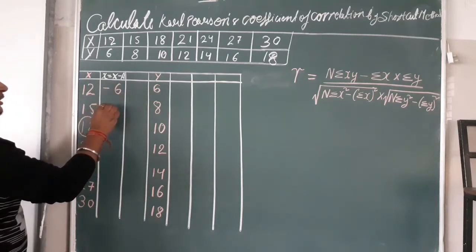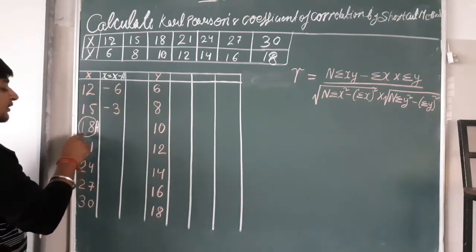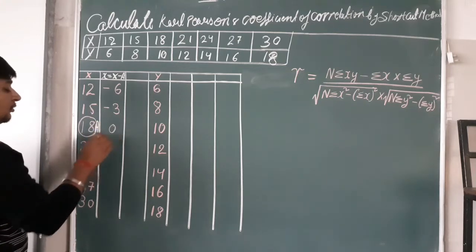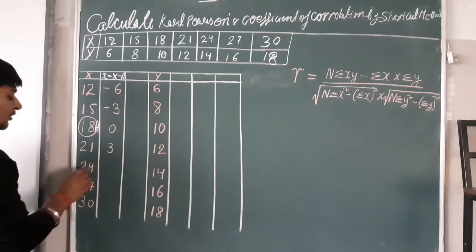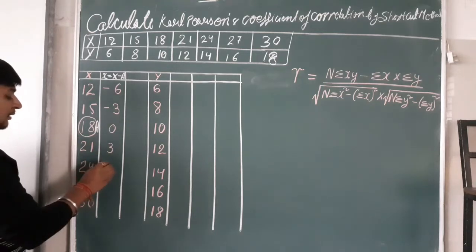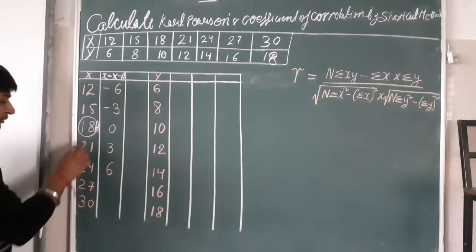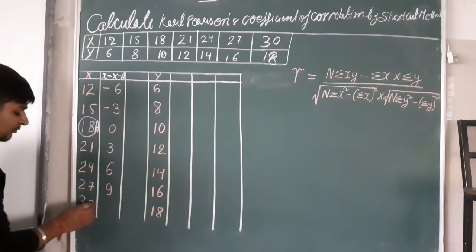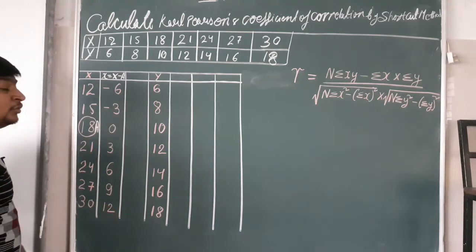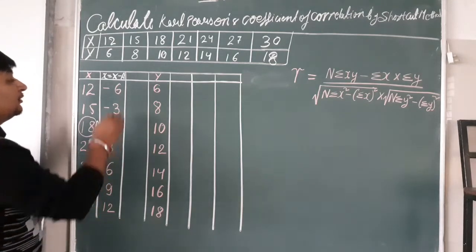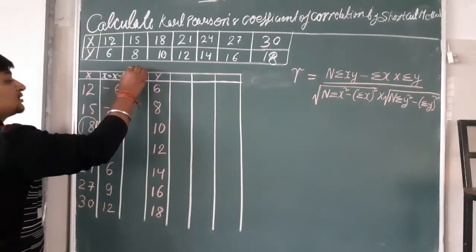15 minus 18 becomes minus 3. 18 minus 18 becomes 0. 21 minus 18 becomes 3. 24 minus 18 becomes 6. 27 minus 18 becomes 9, and 30 minus 18 becomes 12. Hope it is clear. Now we have to find x square.